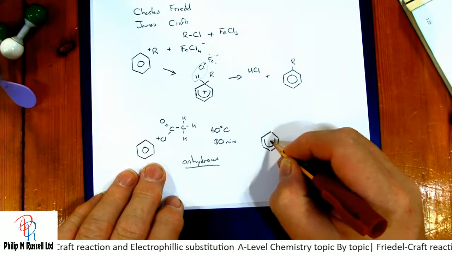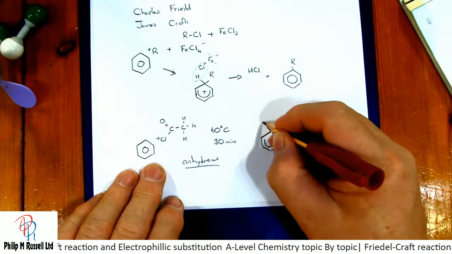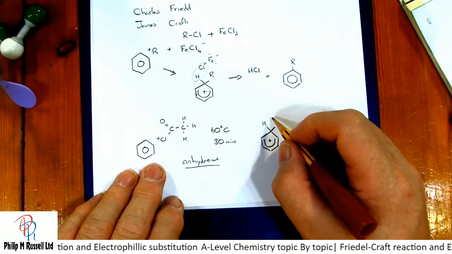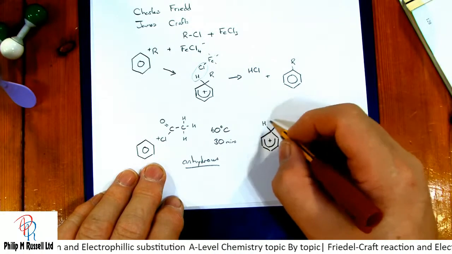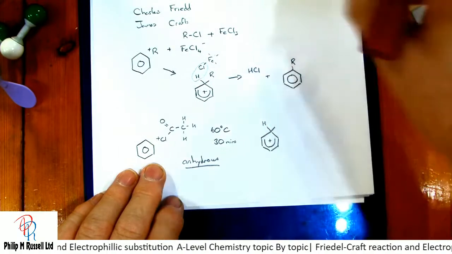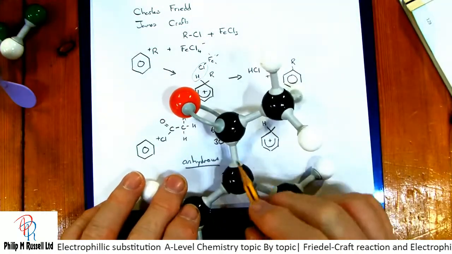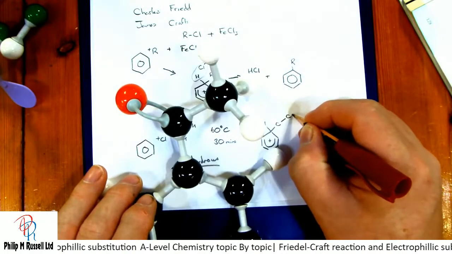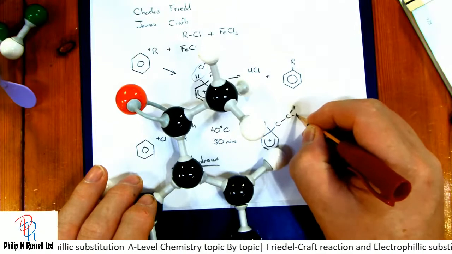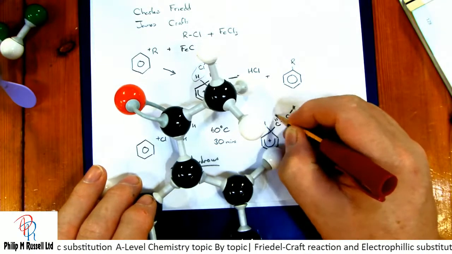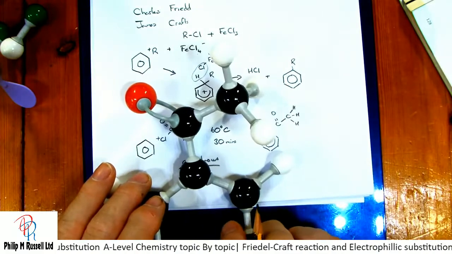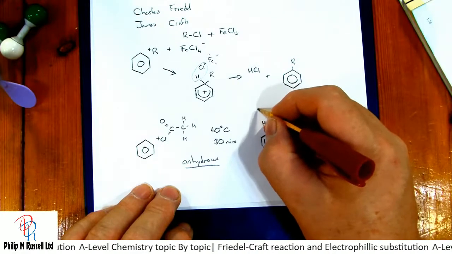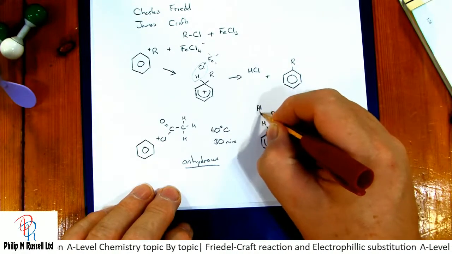I'm going to draw in the loop with my plus sign. I've got my H here, and this time we've got attached to this the group here. So we've got my C and my CH3, and we've got my double bond O group there. This is going to react with, this time, the aluminium chloride.